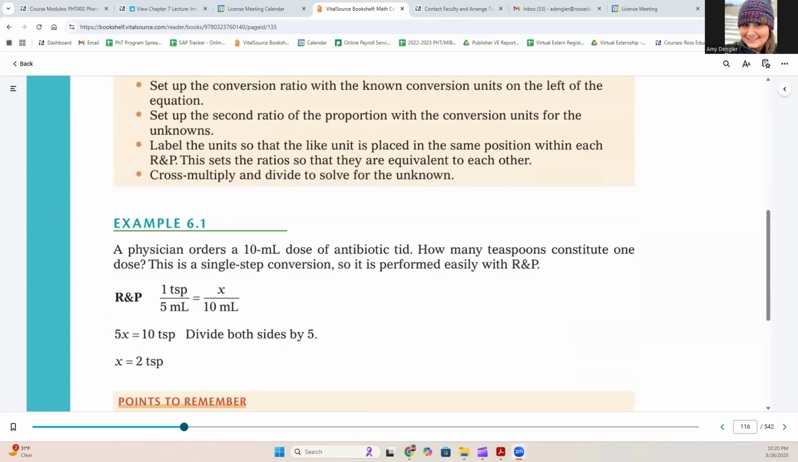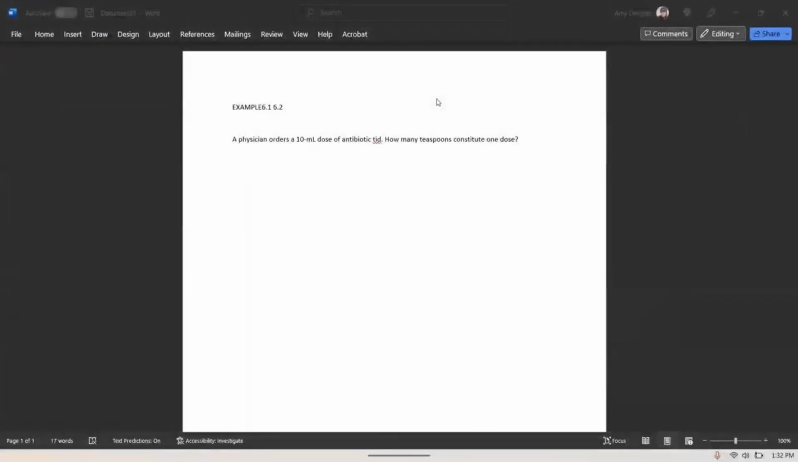And let's do example 6.1. All right, so examples 6.1 and 6.2 are the same problem. One of them goes over it using ratio and proportion, and the other one is using dimensional analysis, which in our program we use proportions. So, in ratio and proportion, that's how I will do these two examples.